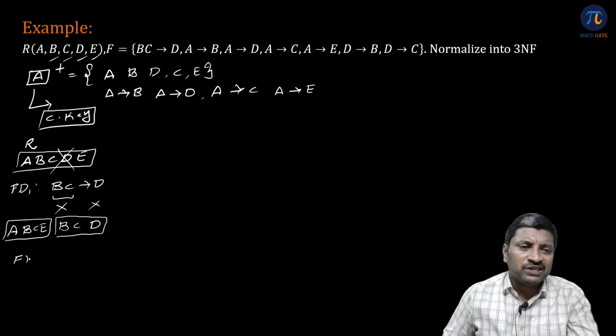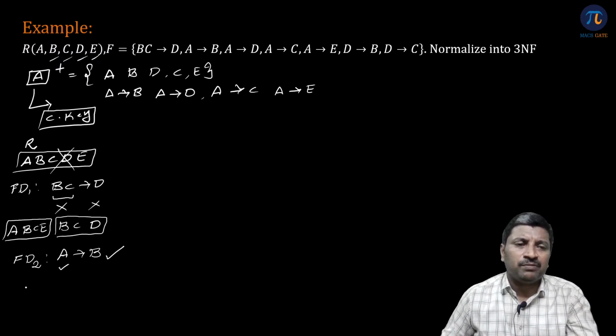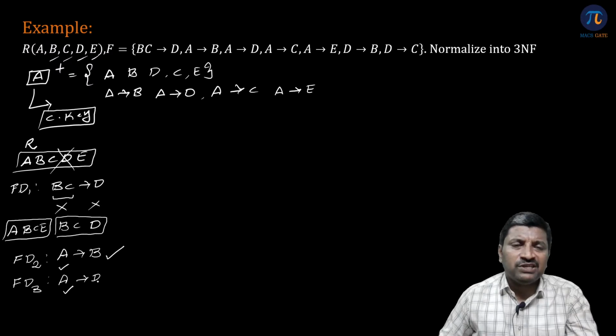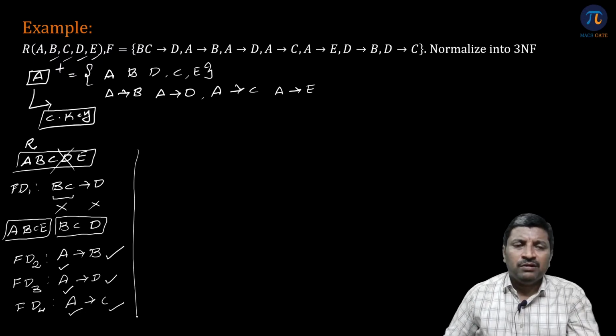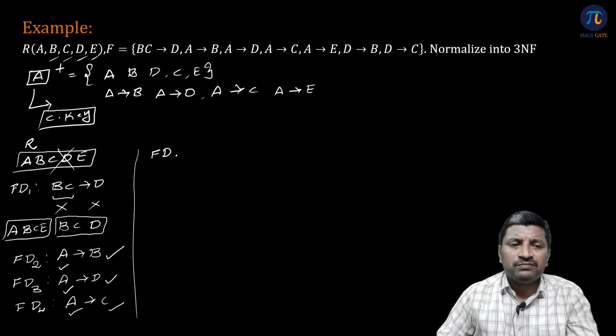Fine. What is the second functional dependency, sir? A implies B. It's fine because the left is a super key. What about the third functional dependency? A implies D. The left is a super key. It's fine. What about the fourth functional dependency? A implies C. The left is a super key. It's fine. What about the next one, sir? Fifth functional dependency. A implies E. It is also fine. What about the sixth one?